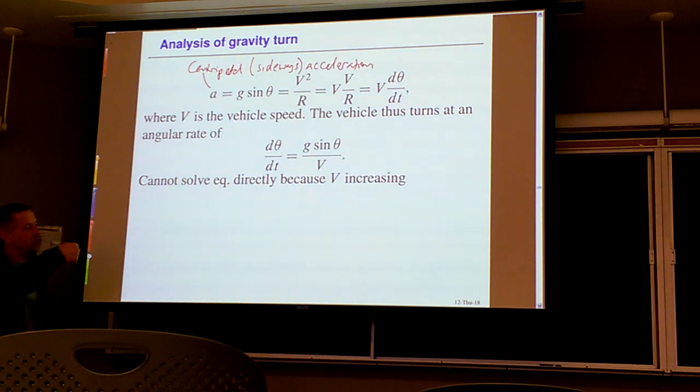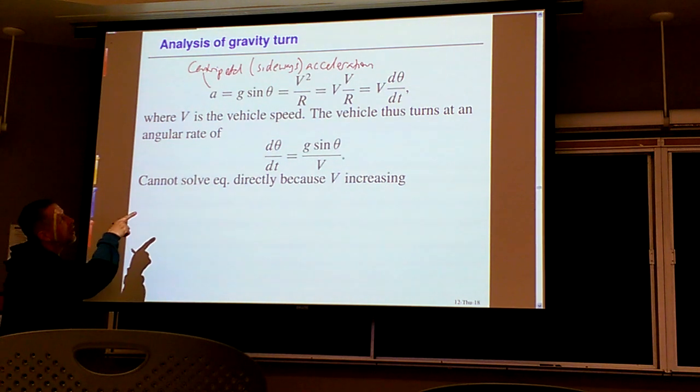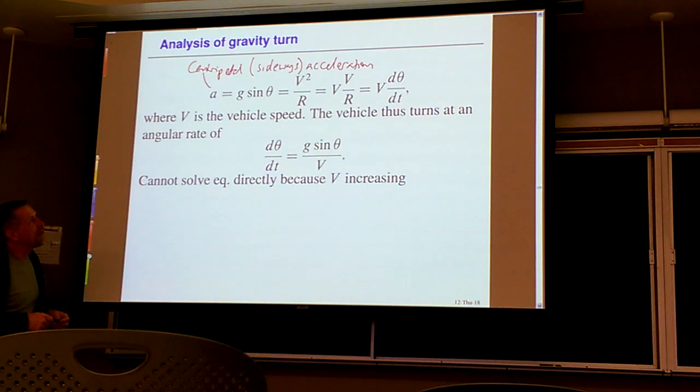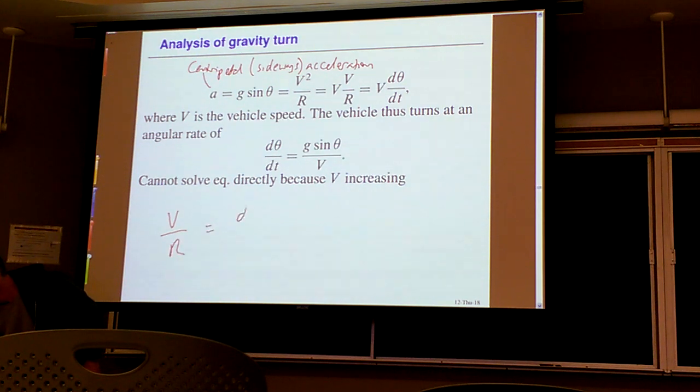So you remember I said we had mg acting straight down. Well, mg sine theta acts straight off to the right. And we cancel the vehicle mass to give us the acceleration, so it's just g sine theta. We equate that to v squared over r, which you remember from high school physics, centripetal acceleration. And you can separate the v squared over r, make that v times v over r, and you can call that v over r, and you remember, is d theta dt if theta is given in radians.